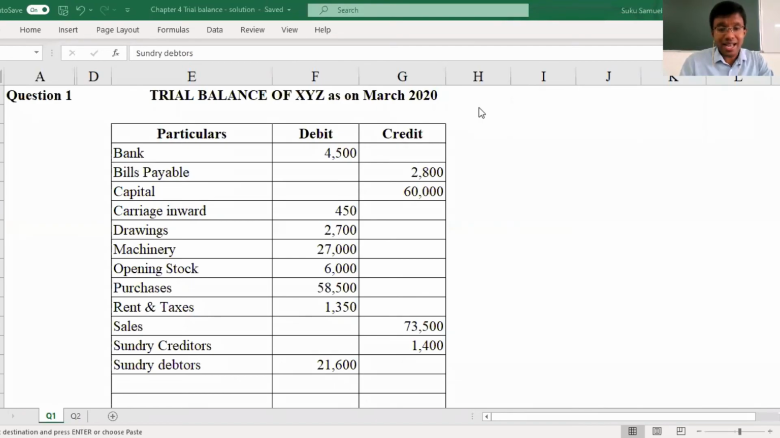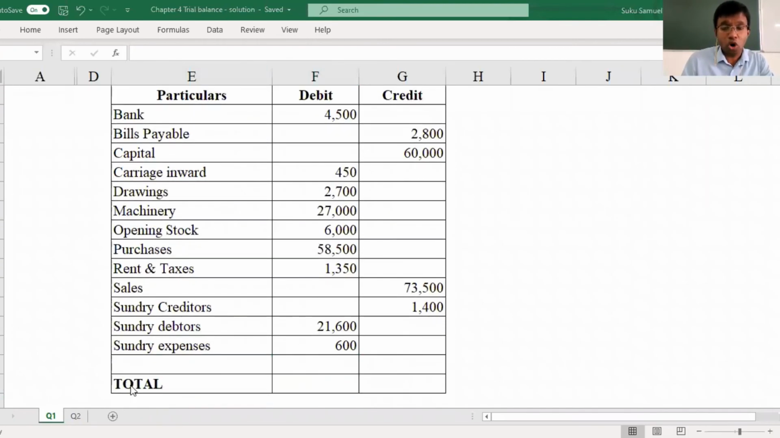Then you have sundry expenses. Now the term sundry means miscellaneous. So miscellaneous expenses, as the name confirms, is an expense, and expenses will always fall on the debit side. And then finally you have wages. Wages is again an expense, and it will fall on the debit side.